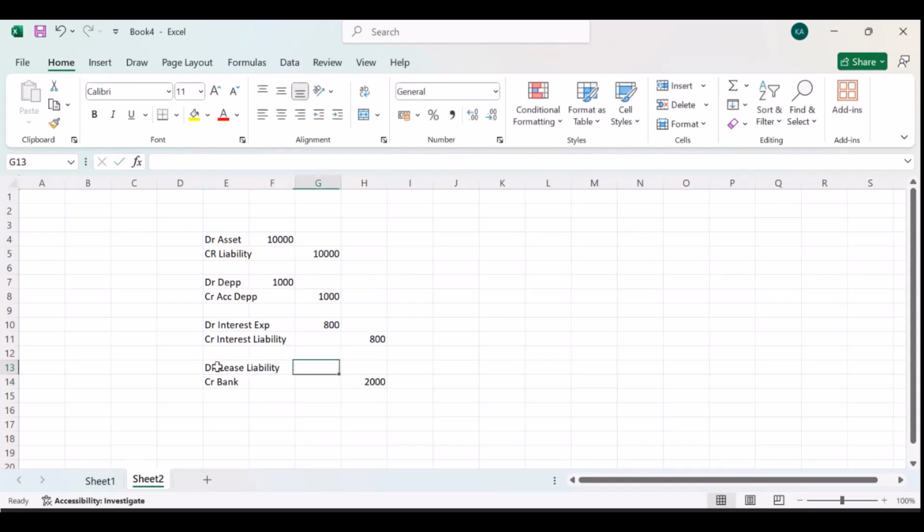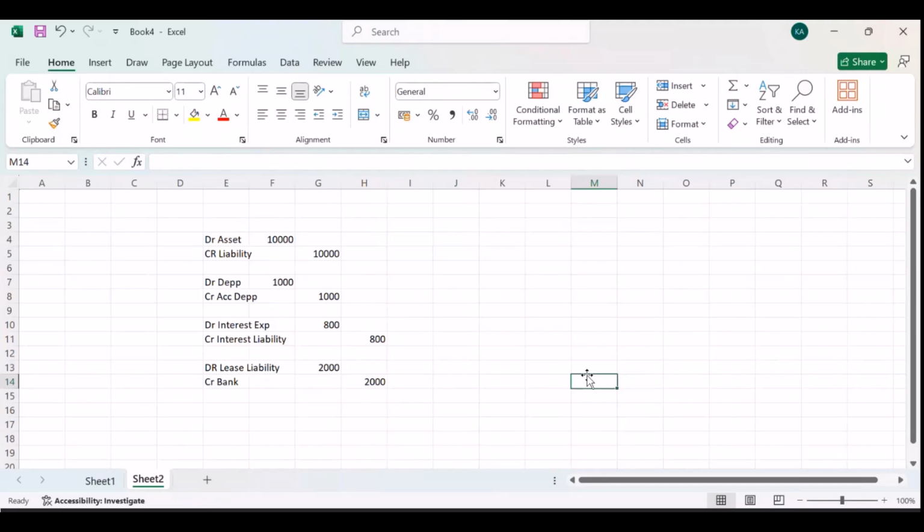How much? Of 2,000. This is it. You've accounted for IFRS 16. Debit asset, credit liability. Because I have an asset, I need to depreciate it. Debit depreciation, credit accumulated depreciation. Because I have a liability, I need to account for the interest expense. Debit interest expense, credit interest liability.